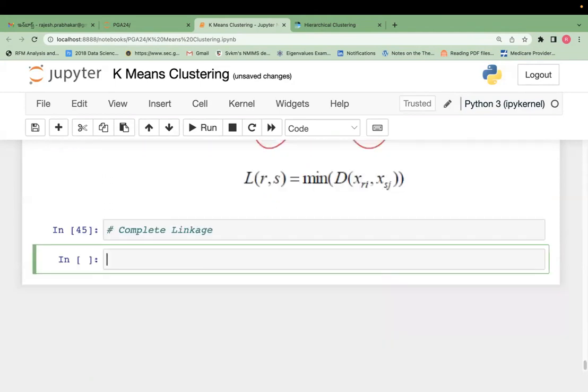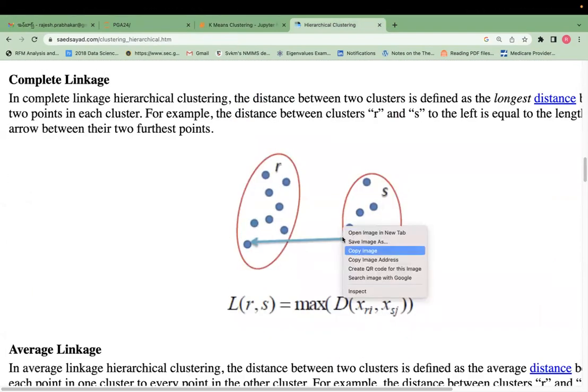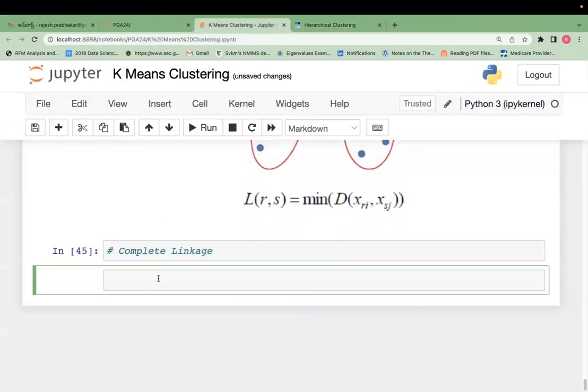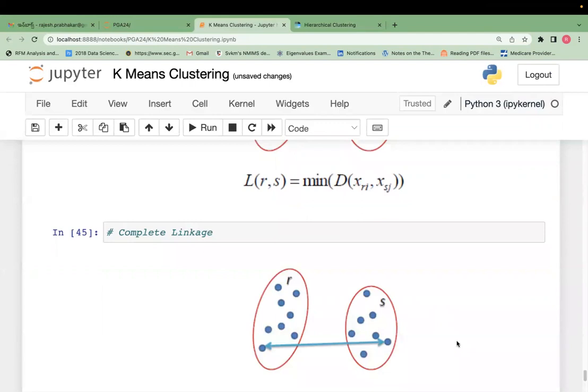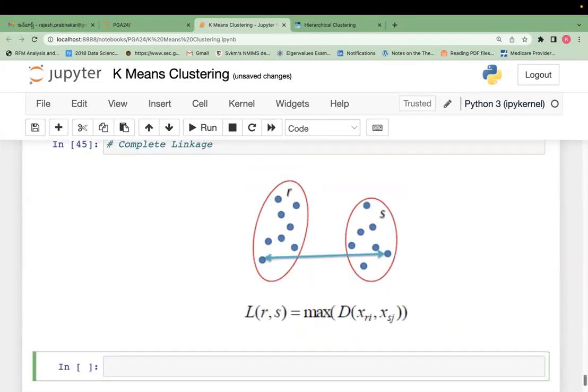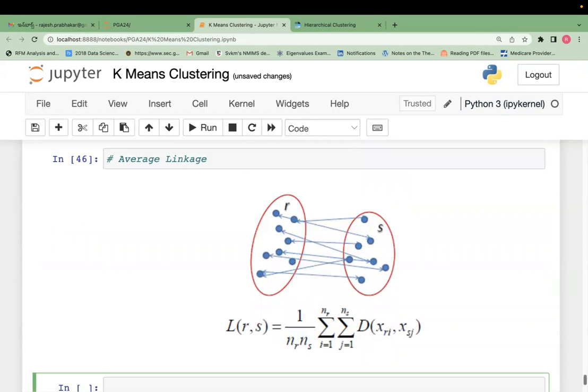Then comes complete linkage, where we find the max distance. Opposite to single linkage is complete linkage. Here we are finding the maximum distance between two observations. Complete is max, the farthest points. And the third one is average. As it suggests, you calculate the average of the distances between the points. So single, complete and average. By default it is single. And here also Euclidean distance is used.